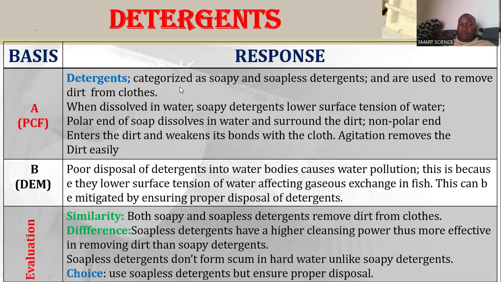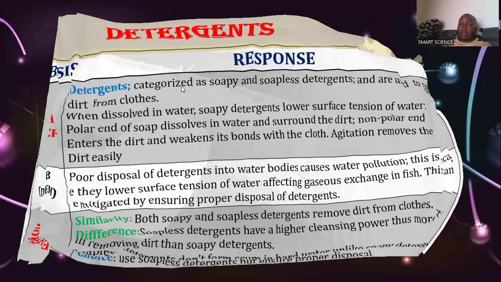Evaluation is the way we've been doing it the other side. Both soapy and soapless detergents remove dirt. The difference is that soapless detergents have a higher cleansing power, therefore they are more effective than soapy detergents. Then soapless detergents don't form scum in hard water, unlike soapy detergents. Therefore, depending on the source of water, we would recommend use of soapless detergents. However, since they come along with some side effects, we encourage you to ensure proper disposal to minimize the side effects.